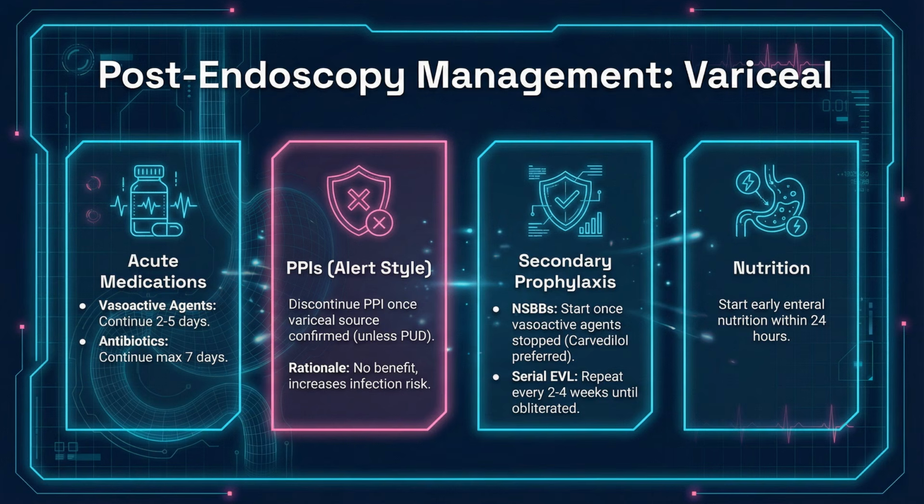For secondary prophylaxis, we start non-selective beta blockers, with carvedilol being preferred per AASLD 2024, once vasoactive agents are stopped. We also perform serial EVL, repeating banding every 2 to 4 weeks until the varices are obliterated. Finally, early enteral nutrition should be started within 24 hours.